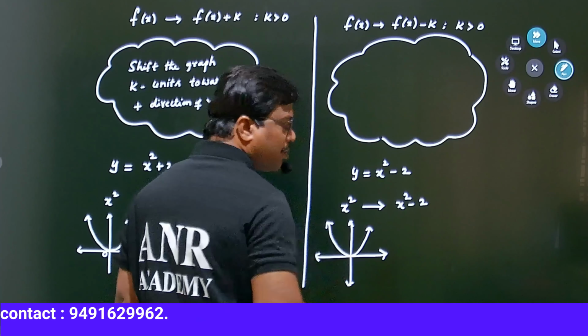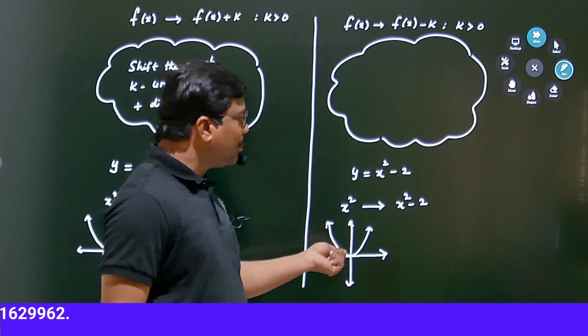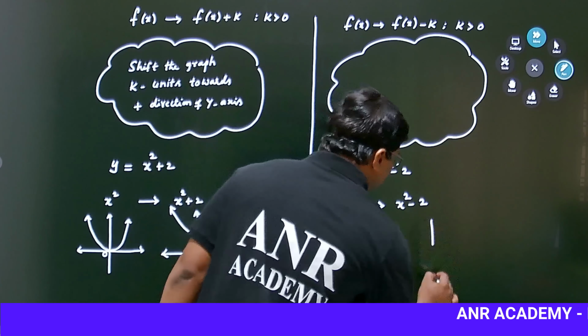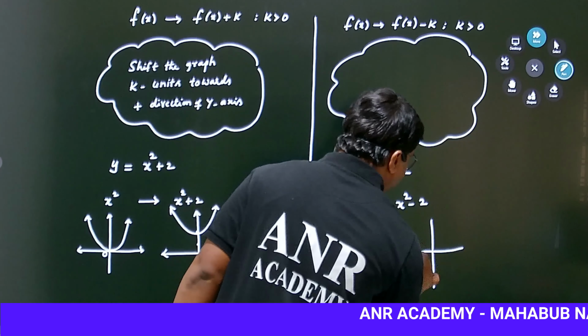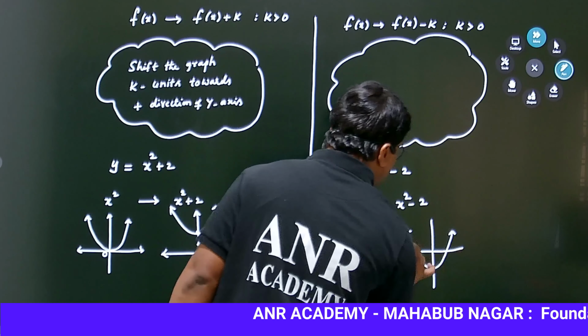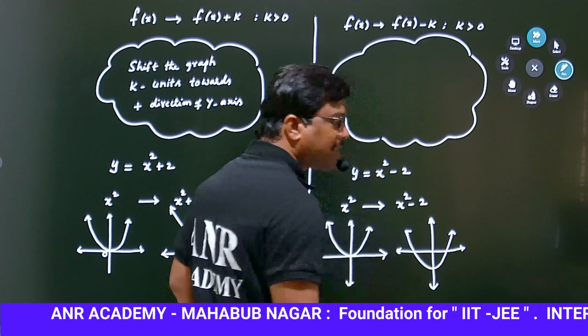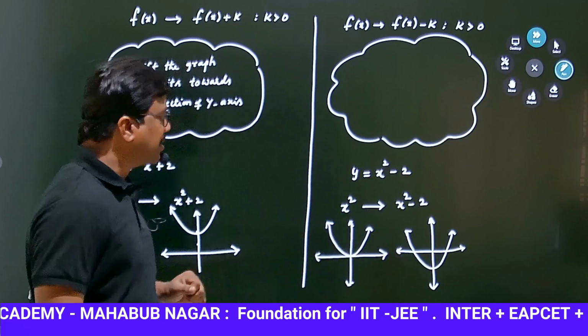When you have minus 2, each and every output decreased by 2 units. Nothing but the graph exists in this way. Same U-shaped graph, but that shifts 2 units in the negative direction of y-axis.